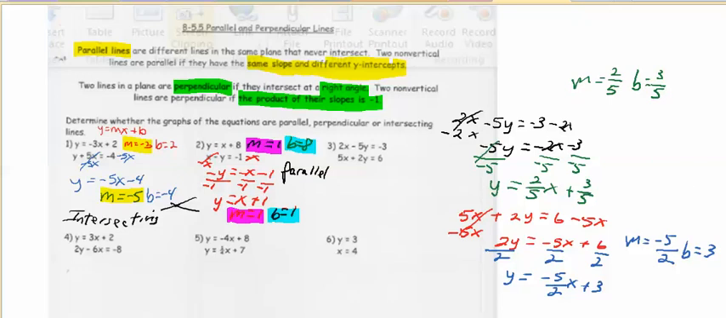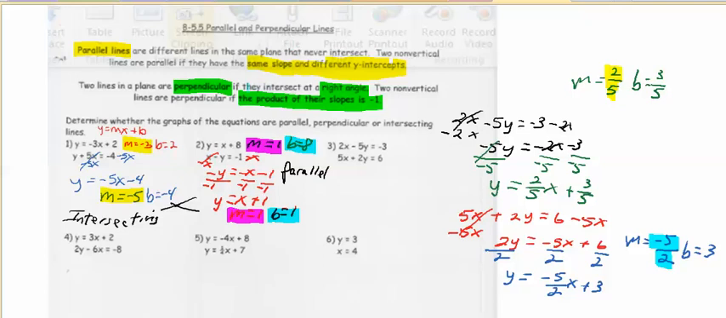Then I go through and I ask myself, do they have the same slope? And I'm going to highlight our slope. Do they have the same slope? Well, this slope is 2 over 5, and this slope down here is negative 5 over 2. Alright, so it's not the same slope.